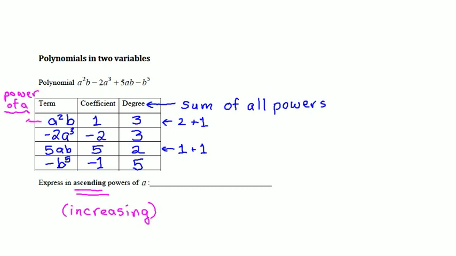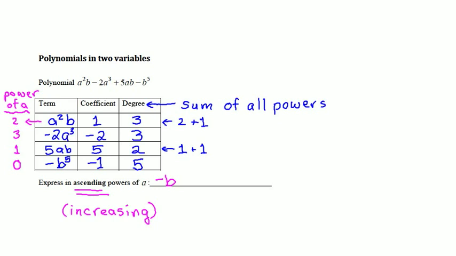But if we identify the exact power of a for each of these terms, we can see that this first term has a squared, so that would be a power of 2. The second term has a cubed, that would be a power of 3. The third term has a to the 1, so that would be a power 1. And the fourth term has no a in it at all, so that would be a to the power 0. It turns out that a to the power 0 is really the smallest power of a, and that's why this is the term that would come first.